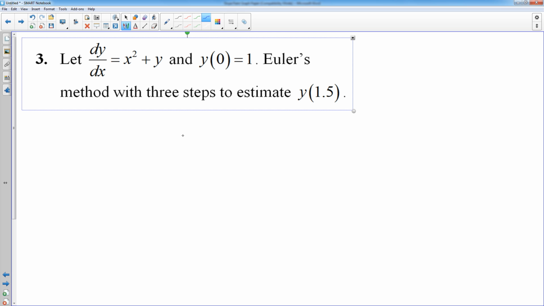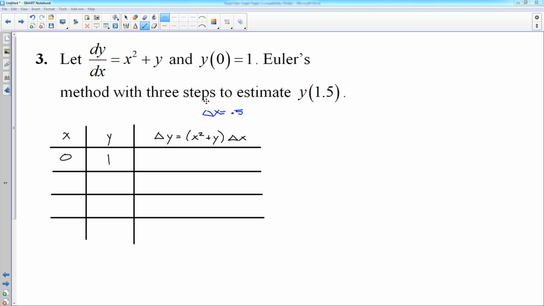There's my differential equation, dy dx equals that. We're using Euler's method with 3 steps. Now this one, notice I didn't tell you what the change in x was. We're starting at 0. We're going to 1.5. So you're going to have to figure out what your change in x is going to be. Well, 0 to 1.5 in 3 steps would be a change in x of 0.5, just like that last problem. So I'll set up the table.